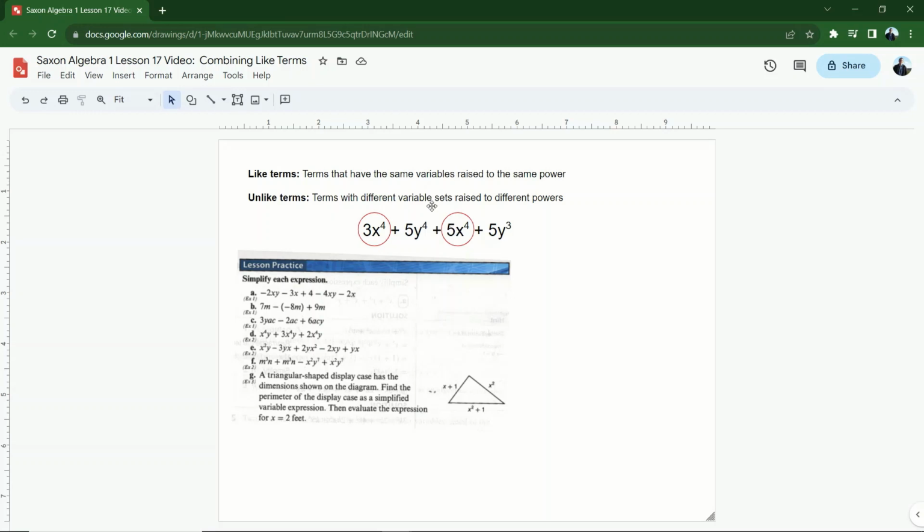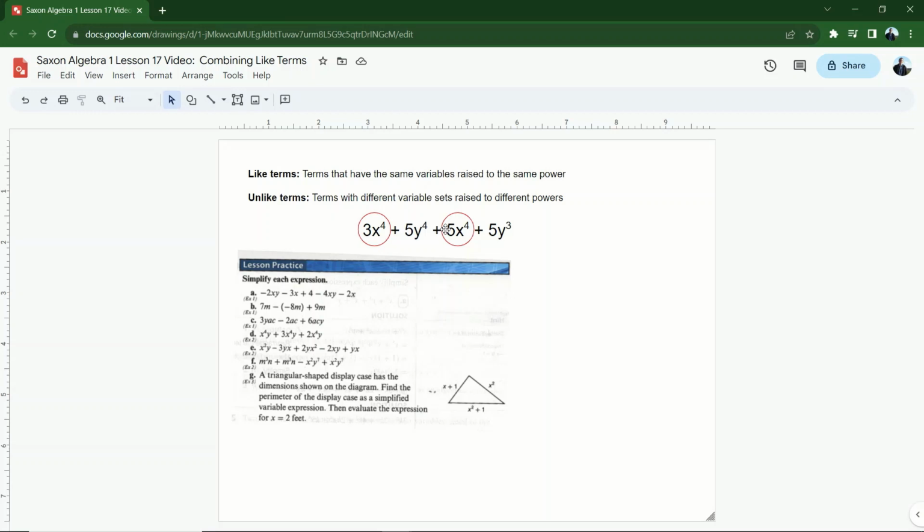So what I'm going to do is look at the first term, and look at the third term here, and at what sign is in front of the third term. I notice there's a plus sign there. And the way I can combine these is I can take this first term and add this 5x to the fourth term to it to get a total of 8x to the fourth.